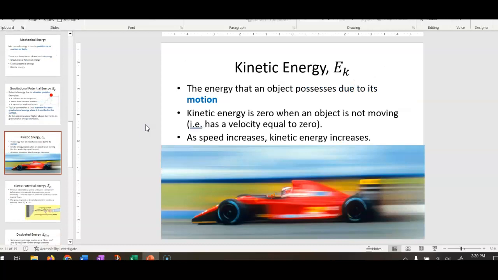Kinetic energy is represented by an uppercase E with a K subscript. And kinetic energy is energy that is stored in an object by virtue of its motion. So if the object is not moving, then it has no kinetic energy. And as the speed increases, the kinetic energy increases. So you recognize kinetic energy by how fast an object is moving. If it's not moving, it has no kinetic energy, and then the faster it goes, the more kinetic energy it has.